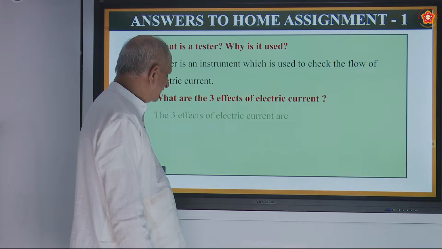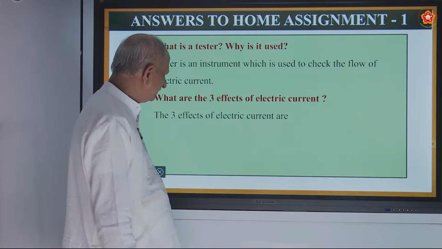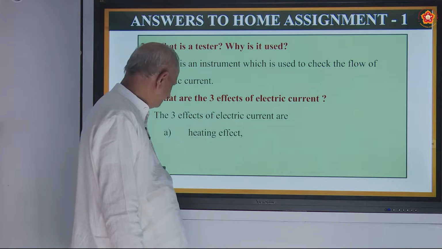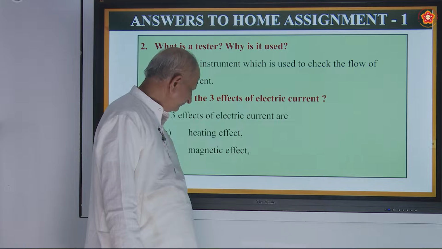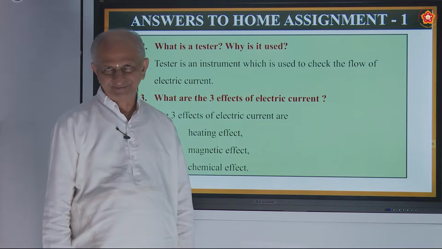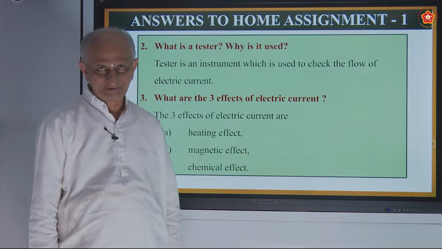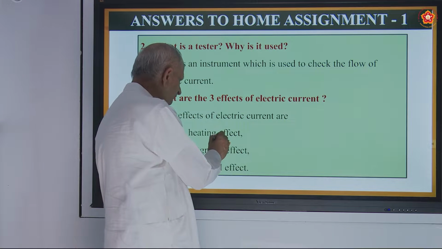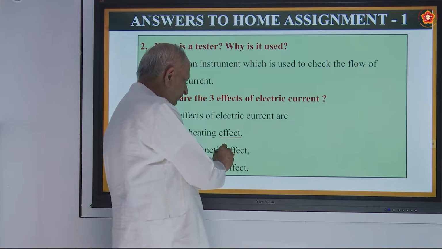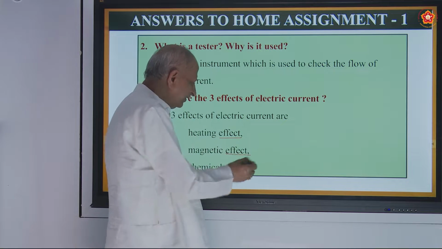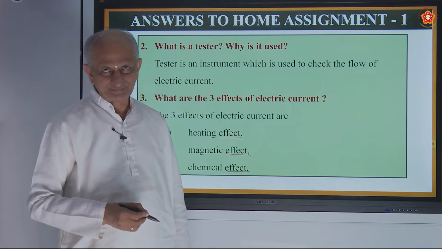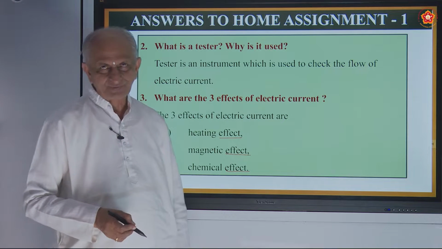So, the three effects of electric current we just discussed: heating effect, magnetic effect, chemical effect. These are effects of current. So, note the word effect. Effect means by passing current, you see the changes. Is it not?